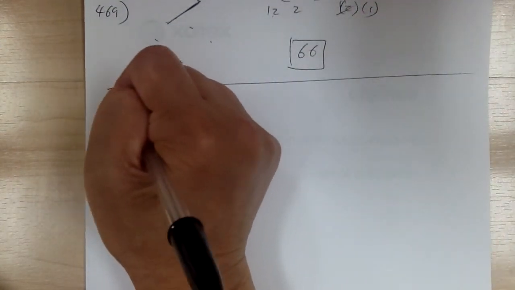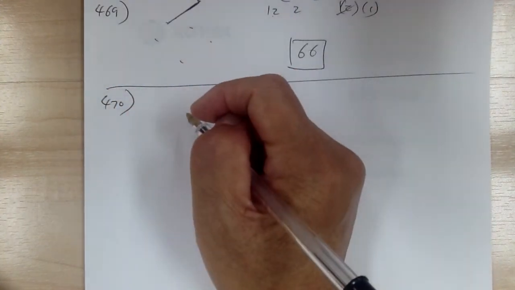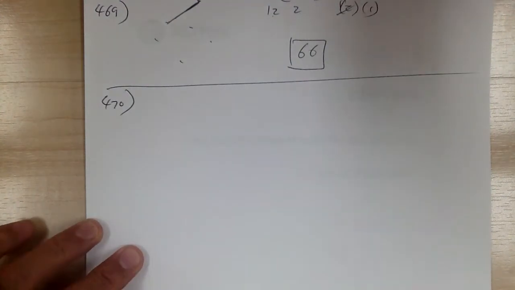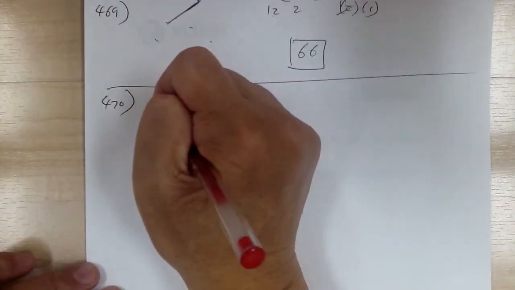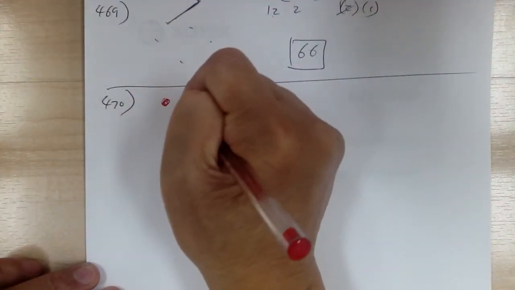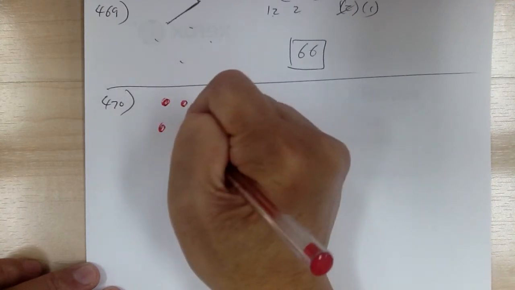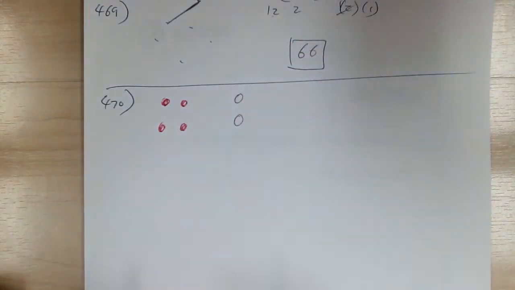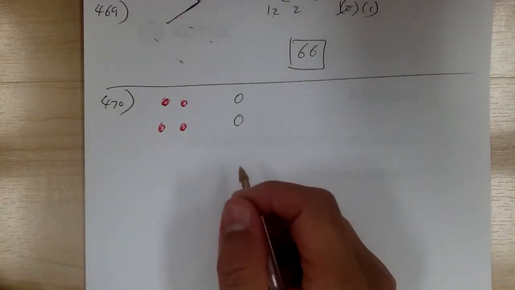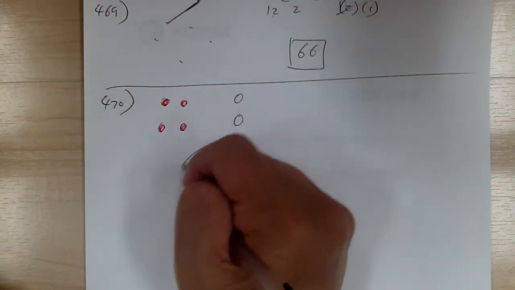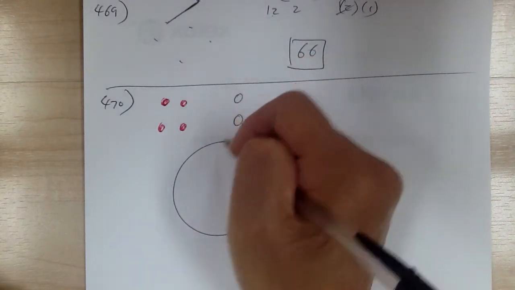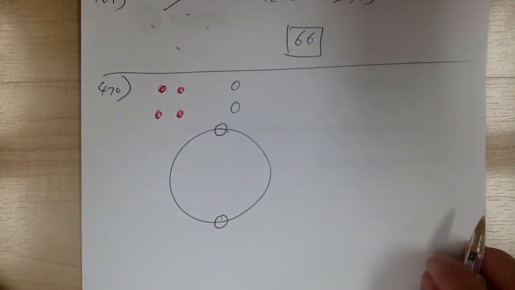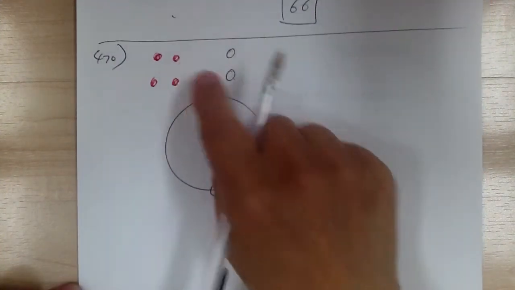Okay, number 470. There are 4 red chips, and I'm going to use this to indicate red chips, and there are 2 white chips, and they are in a circle. So how many ways can you arrange these? In a circle, I'm going to put the white chips in here first, and then the point becomes to place the 4 red ones.